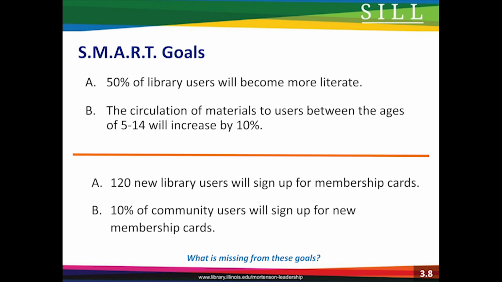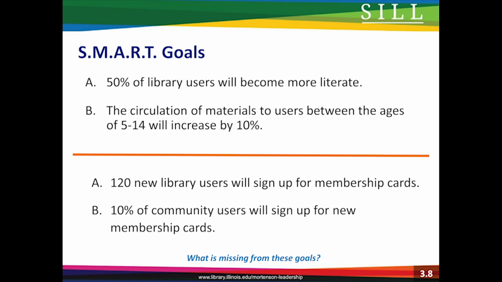It's very difficult to measure 50% of library users. You may not even know how many library users you have in your community or you could potentially have in your community. Let's move on to example number 2. A, 120 new library users will sign up for membership cards. B, 10% of community users will sign up for a new membership card. Which of these two goals is the strongest goal?